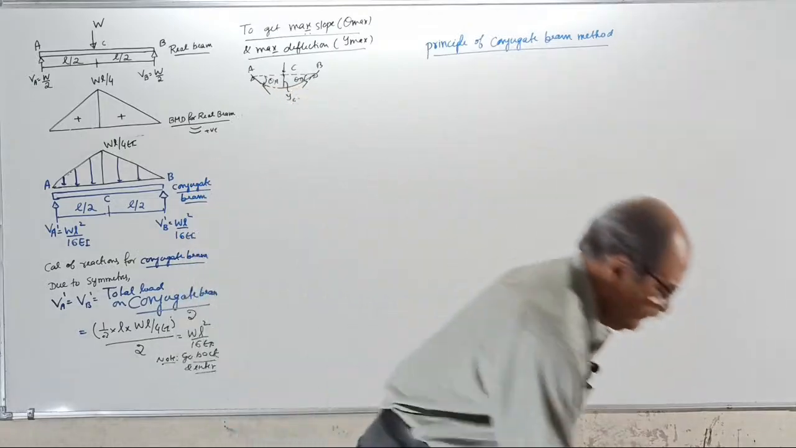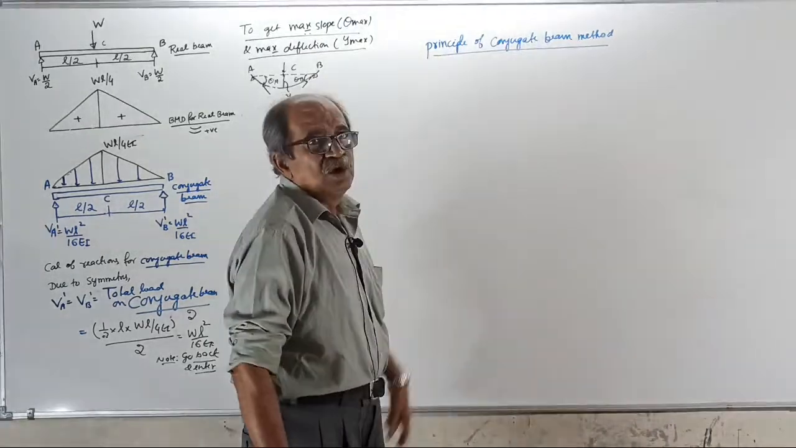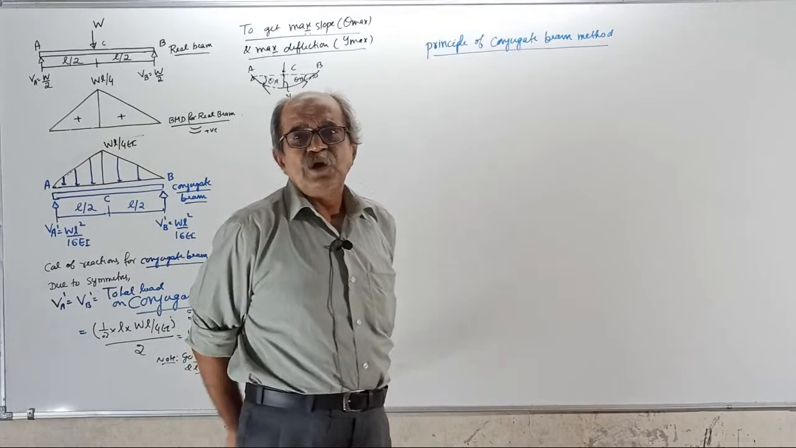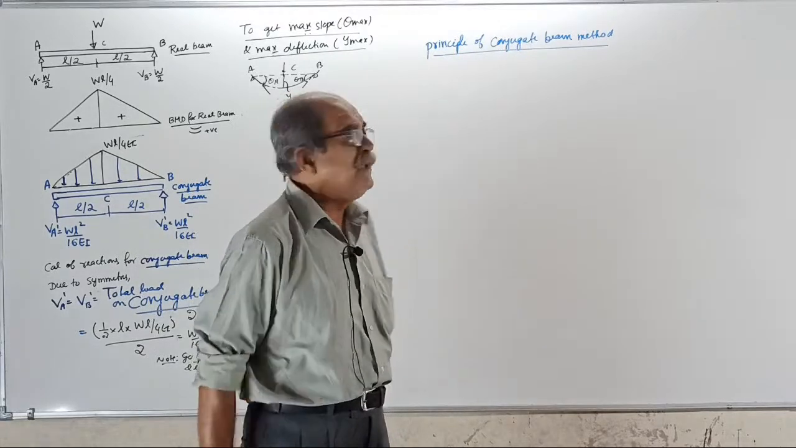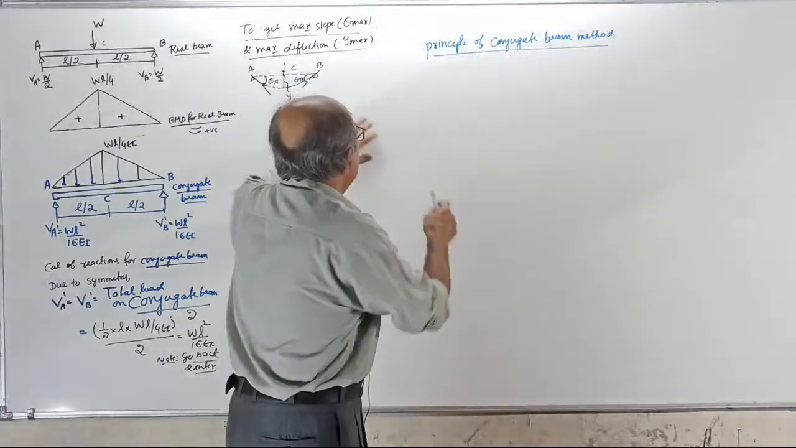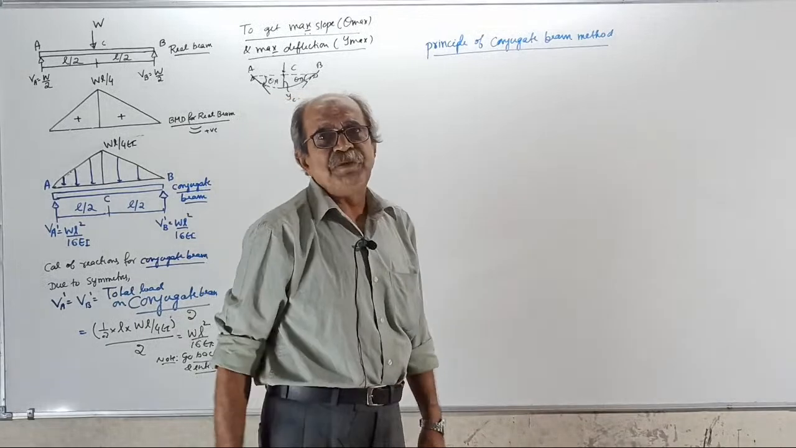Okay, start. Now, as announced, write the heading: conjugate beam method for finding slope and deflection of beams. I won't write it in full, space problem. Conjugate beam method for finding slope and deflection.